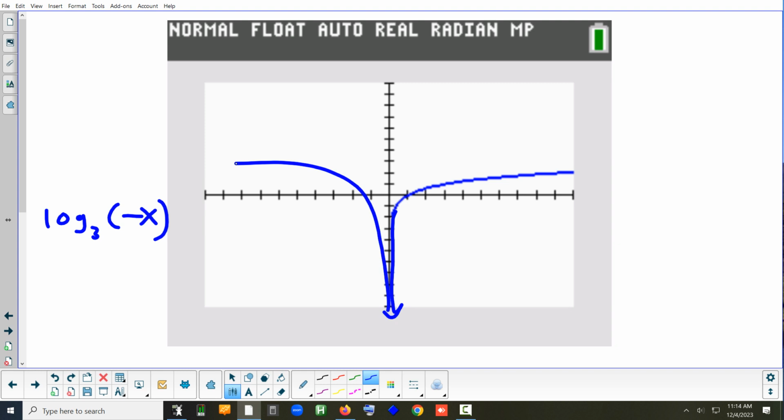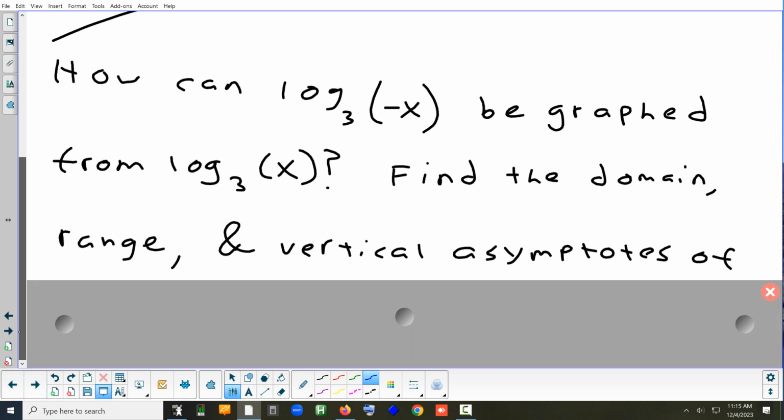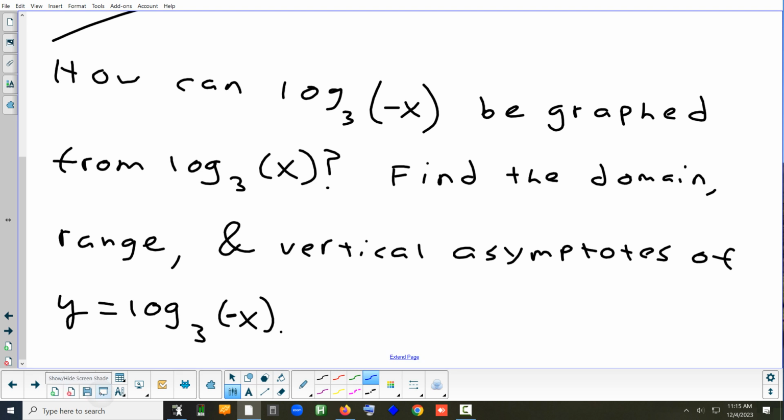So your graph is basically going to do something like that. We're going to draw that and then describe the domain and the range. But I think if you can picture that reflection in your head, it makes the domain and range easy to think about. Okay, so how can log base 3 of negative x be graphed from the original? Well, there's only one transformation. It's a reflection over the y-axis.